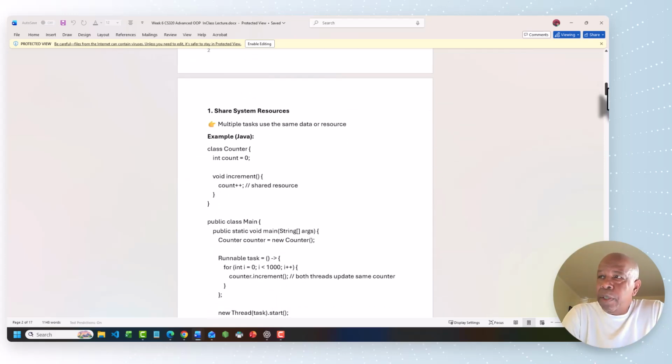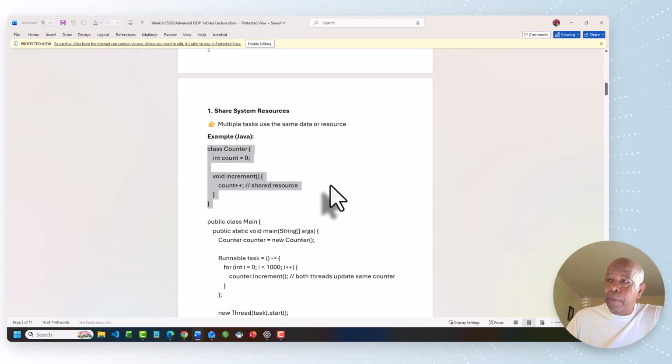First, shared system resources. Multiple tasks use the same data resource. That is one of the things we're going to have to consider when we're sharing resources: how do concurrency and parallelism work? So here's an example. This is taking the counter here, and basically this is being shared, but all we're doing is incrementing the counter by 1 when we call it. So here's a particular program.